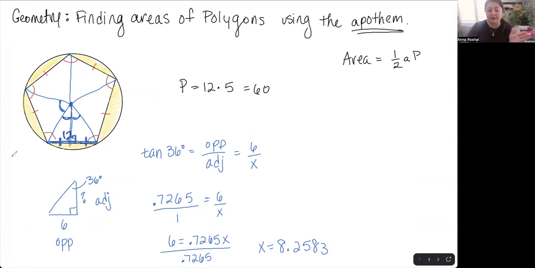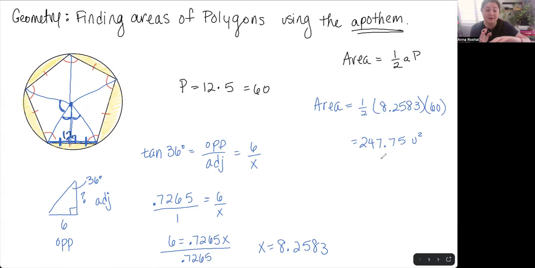or you can leave it in the calculator and hit times the 60, which is the perimeter, and then times a half, which is 0.5, and then you would end up with the area is, so I would do 1/2 times whatever this 8.2, yikes, but like whatever it was on the calculator, and then times 60, and then I should end up with 247.75 square units.